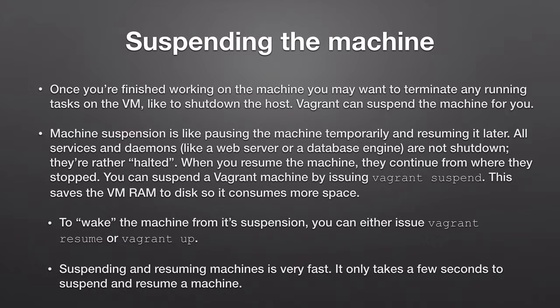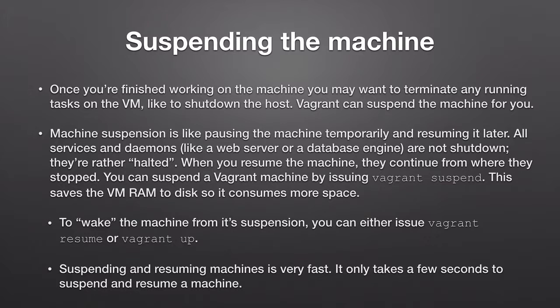Now let's see how we can change different states of the machine, how we can shut down, restart the machine. Now Vagrant supports different types of shutting down or terminating the machine. Once you're finished working with the machine and you want to terminate any running tasks on the virtual machine, for example if you want to shut down the host and you don't want any applications to be running and to be just forced to shut down when you shut down the host, you want to cleanly shut down the virtual machine before turning off the host. So in order to do that, Vagrant supports suspension. Suspension is like pausing the machine temporarily and resuming it later.